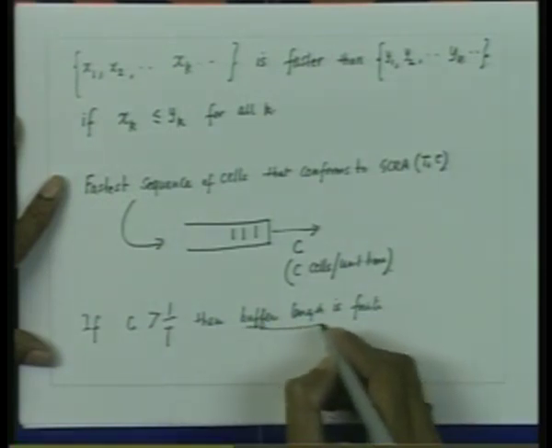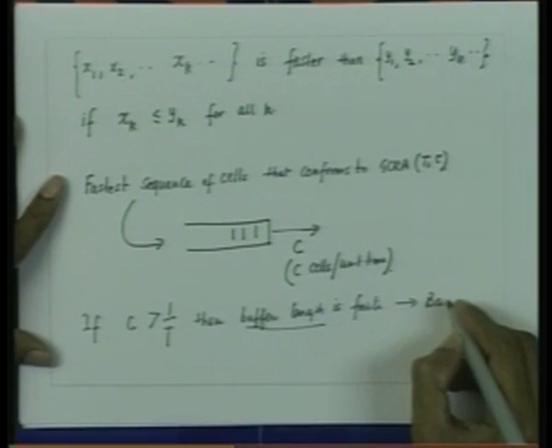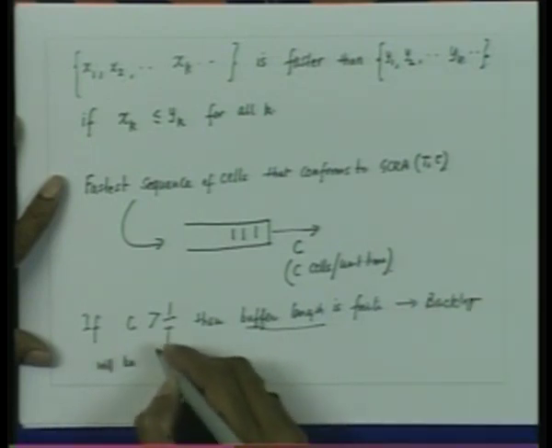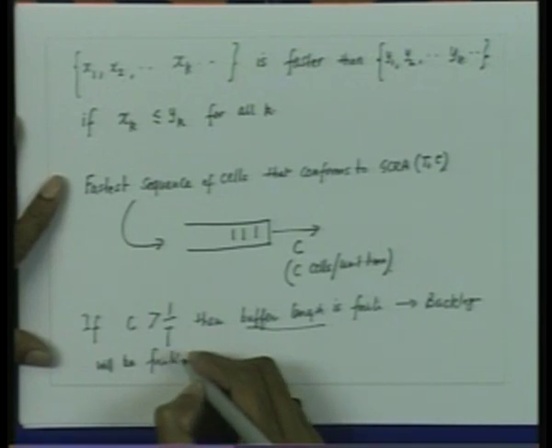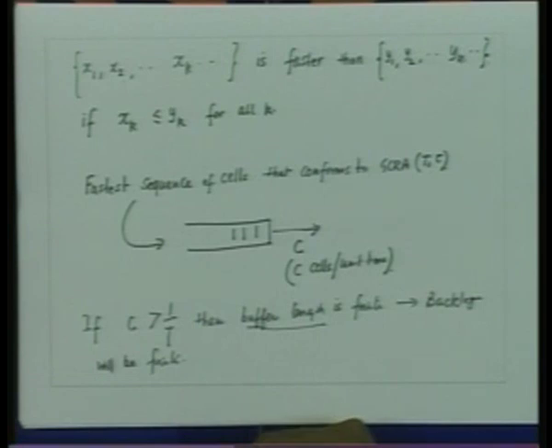Okay. That means the backlog will always be finite. What I am trying to say is that the backlog will be finite because the transmitter is transmitting at a rate faster than the nominal rate of generation of the cells. Now, we want to determine a simple admission control policy.